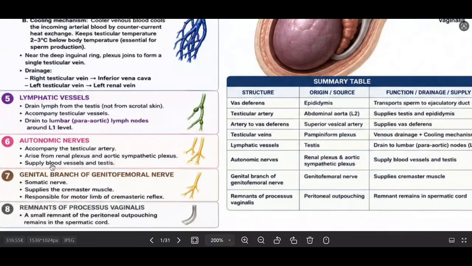And remember, the afferent sensory fibers, or the afferent sensory autonomic nerves, accompany the efferent sympathetic fibers in the spermatic cord. So that means afferent and efferent are accompanying each other.